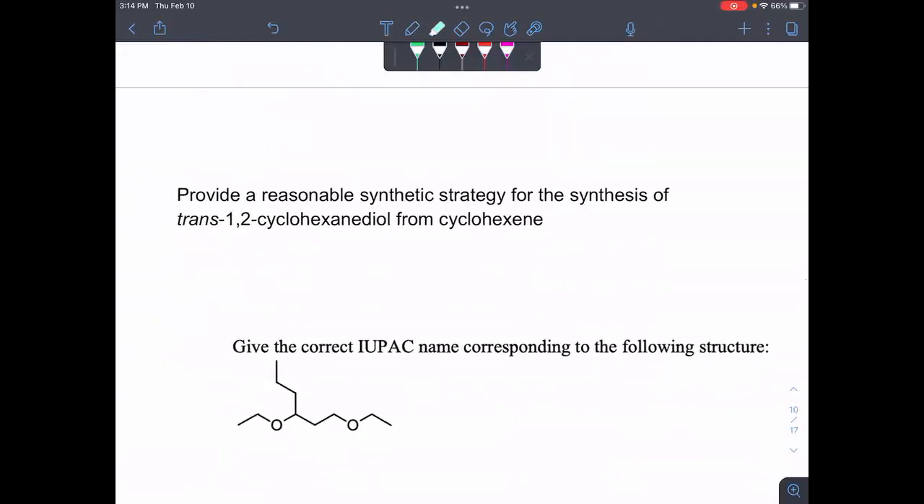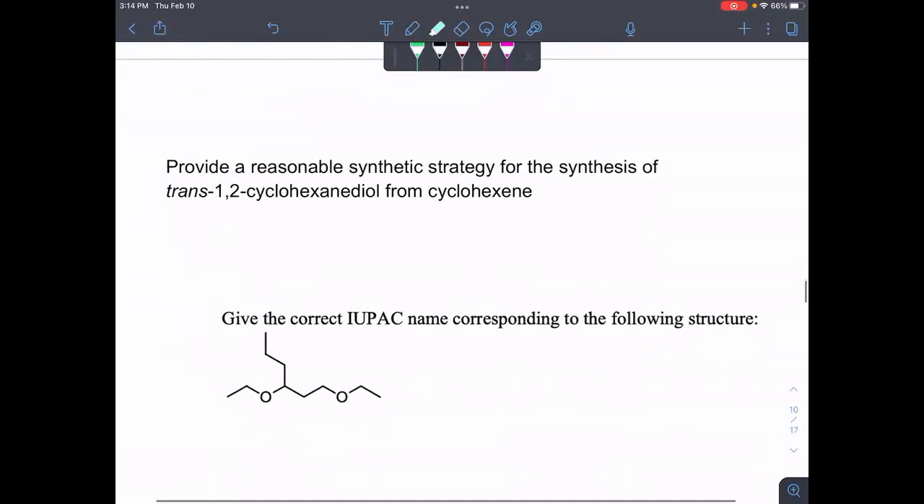I also wrote this one. Okay, wait, did you have a question? No? Okay. So I'm asking you to provide a reasonable synthetic strategy for the synthesis of trans-1,2-cyclohexanediol from cyclohexene. So what does cyclohexene look like? It's a hexane with a 1-alkene. And then what's the final product? Both of the carbons on the pi bond are going to be alcohols.